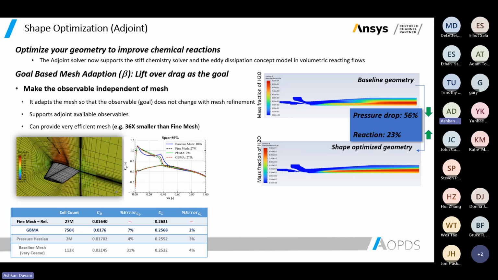This leads to a way better mesh grid, and you don't have to refine the whole domain to have some value optimized. It can provide a very efficient mesh. For example, in the testing that Ansys does for a wing, it resulted in a 36 times smaller mesh grid, which means a very fast simulation compared to the regular way.